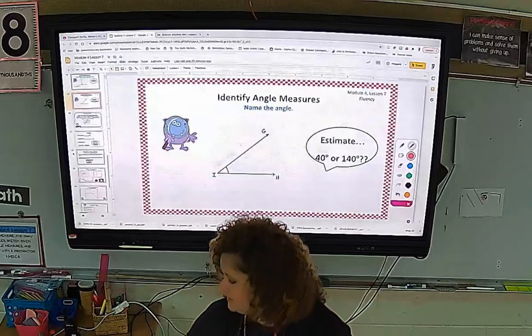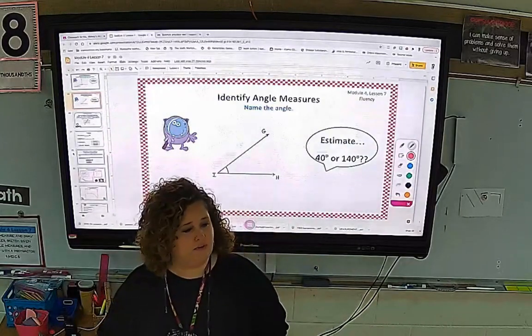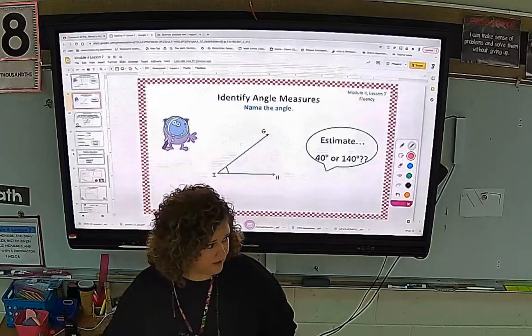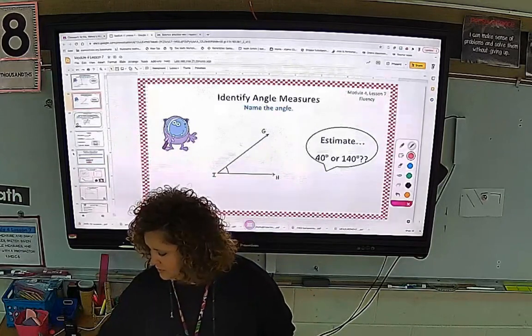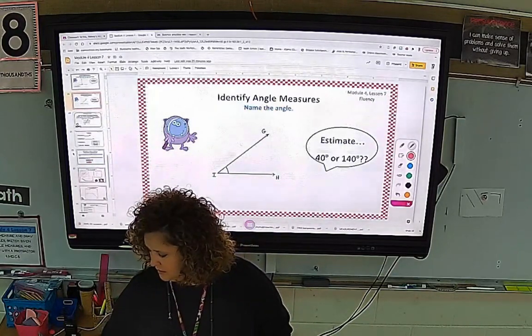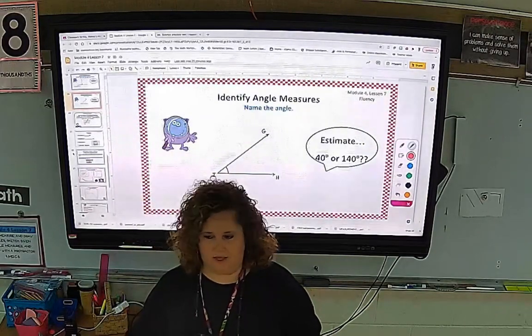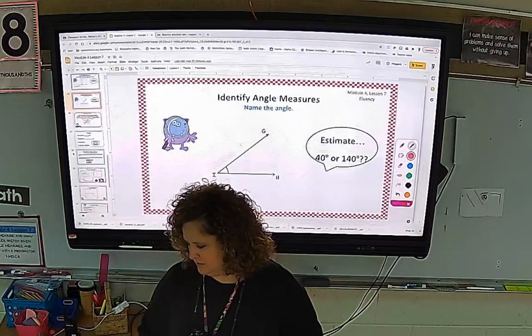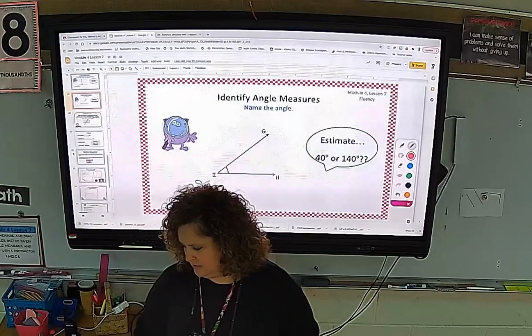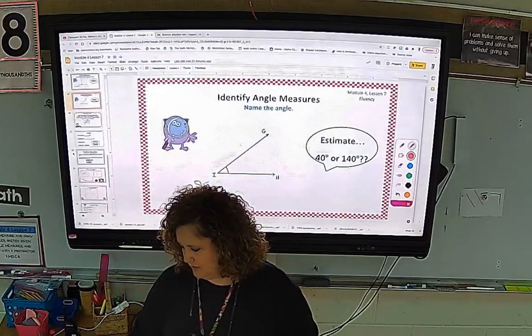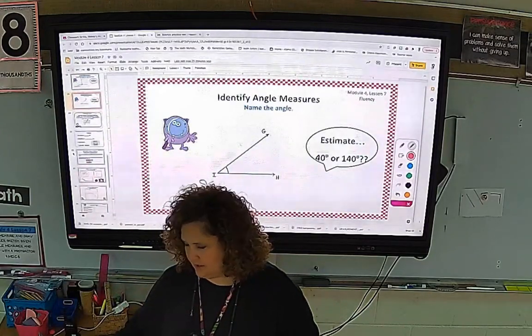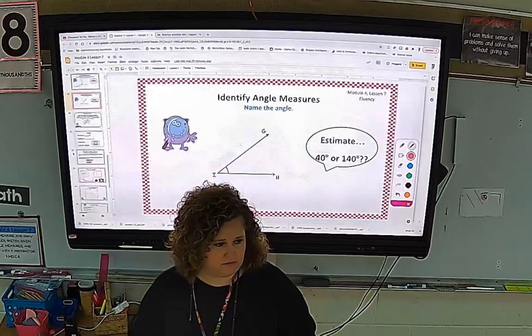Now, there are several angles. Look at that very first figure. How many angles are there? Look at it. Not how many lines. How many angles are there? There is 1, 2, 3, 4, 5, 6, 7, 8. There are 8 angles there. Okay.